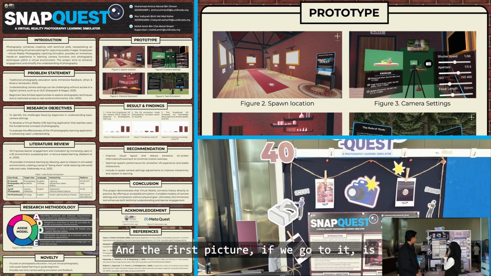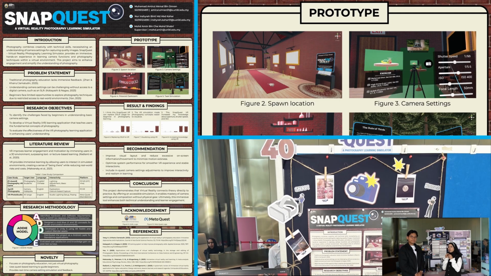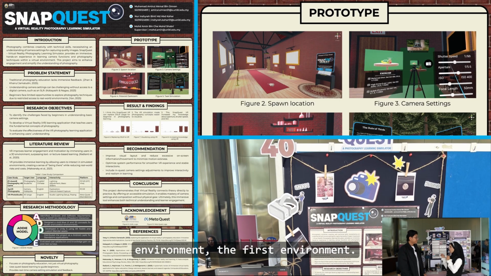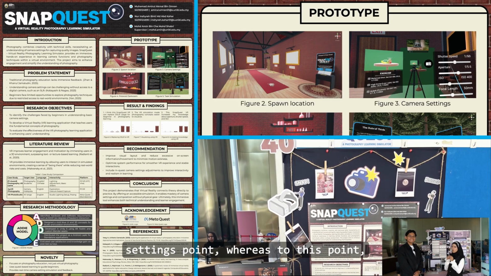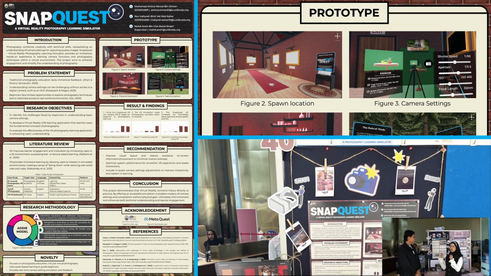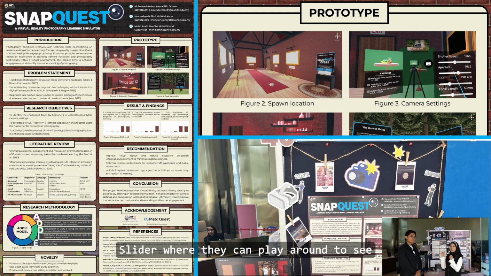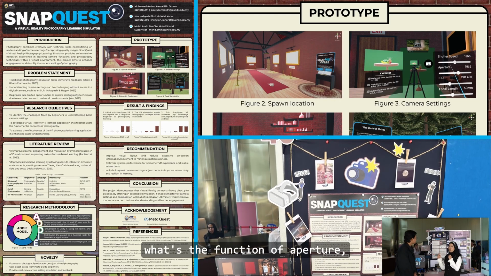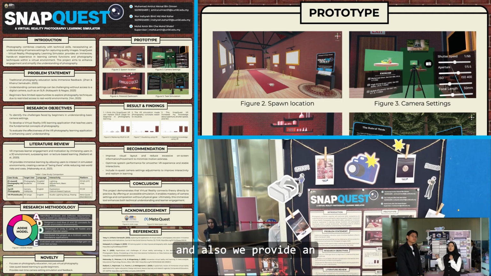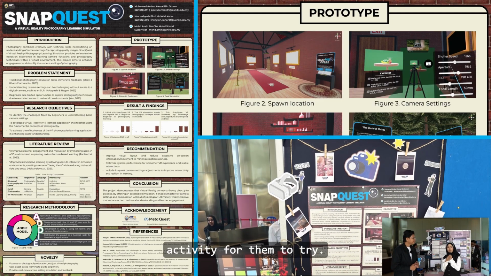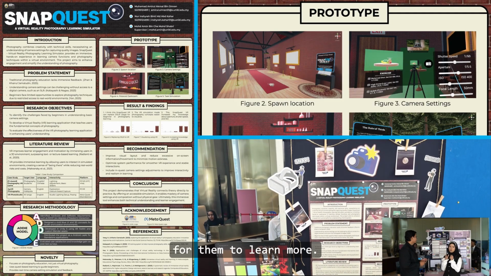In the first picture, Figure 2 is the spawn location, where students enter our VR and see the first environment. Then in Figure 3 we have the camera settings point, where students will learn about camera settings. We have sliders where they can play around to see the function of aperture and the function of shutter speed, and we also provide an activity for them to try. We also provide video and text for them to learn more.